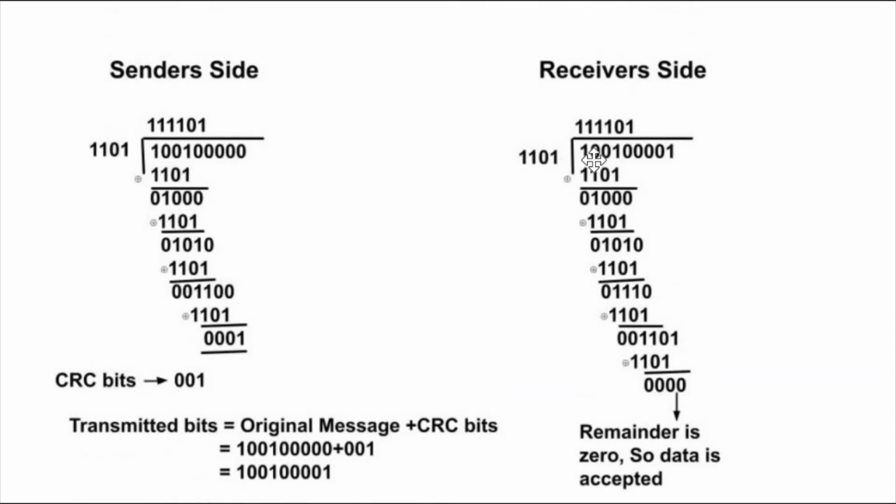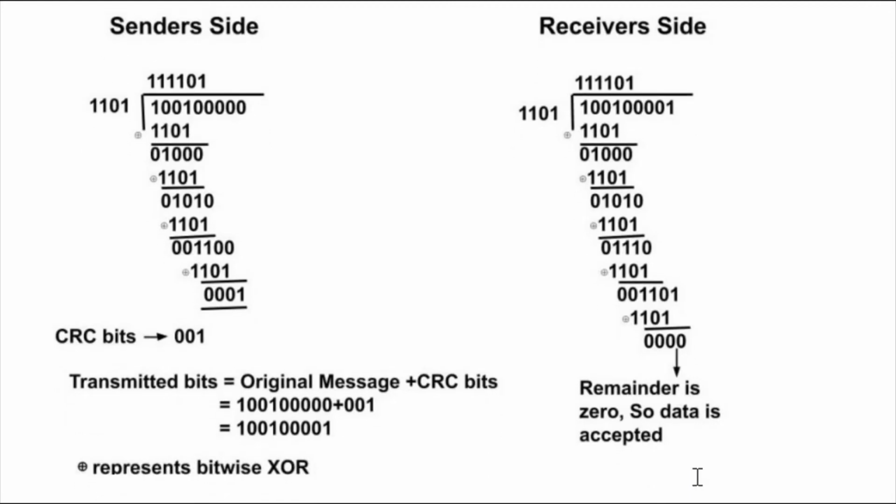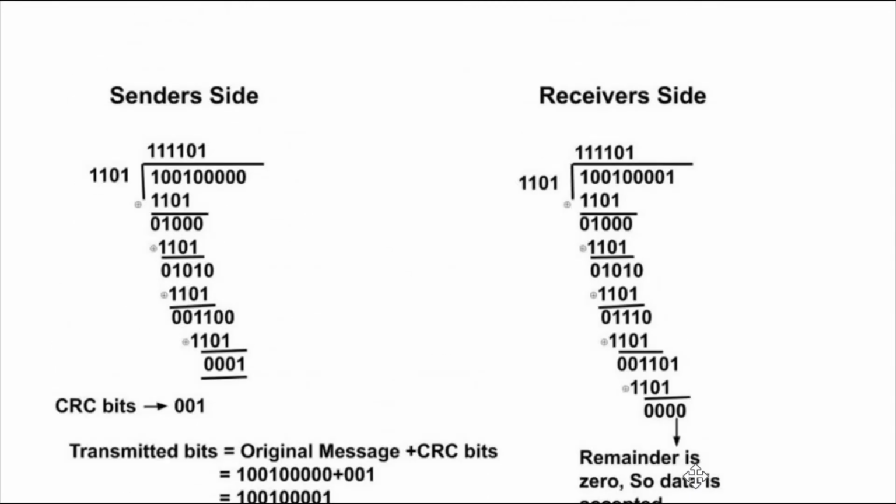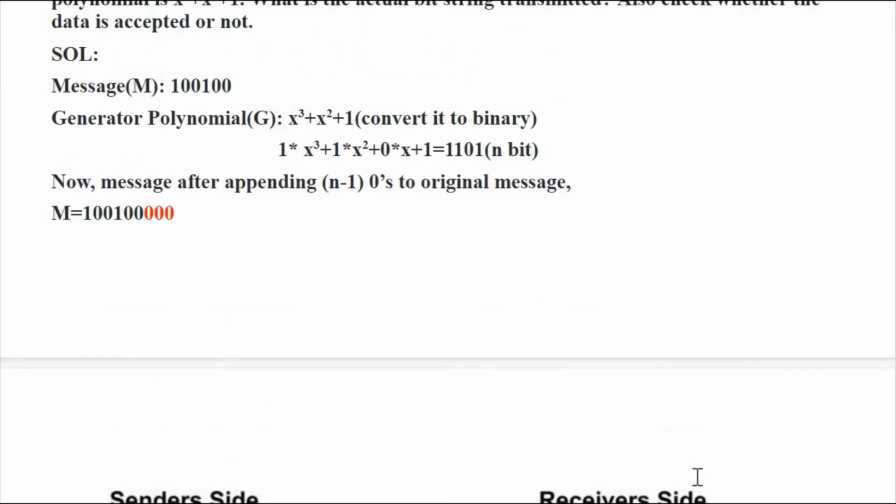So you can see here again we are dividing this code word with our generator polynomial. In the same way we are doing binary division till the point we get a repeated remainder. We'll do the division. At the end you can see the remainder is 0000. So the data is accepted. It means that there is no error. So this is the case of a CRC numerical.